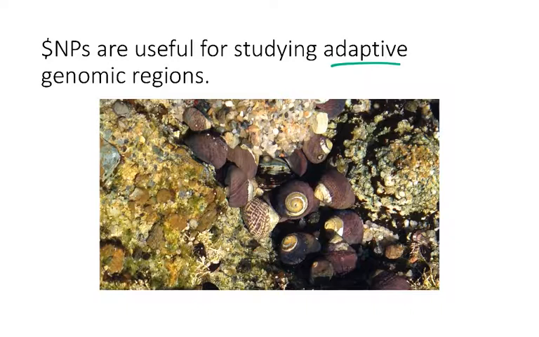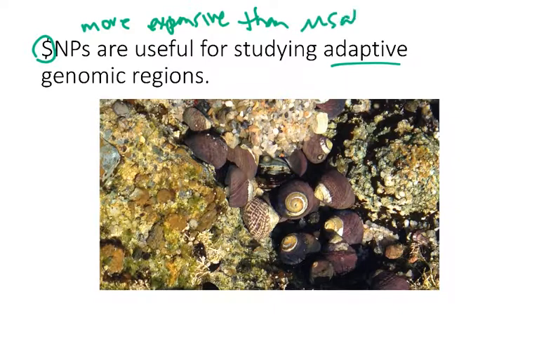And if you note what I did here, I have this little dollar sign. So SNPs are more expensive than microsatellites. So that's one thing to consider. But they are more commonly used for studying adaptive genomic regions. And one of the reasons for that is you often have to start with a huge number of SNPs in your data set to be able to actually find any that are adaptive.